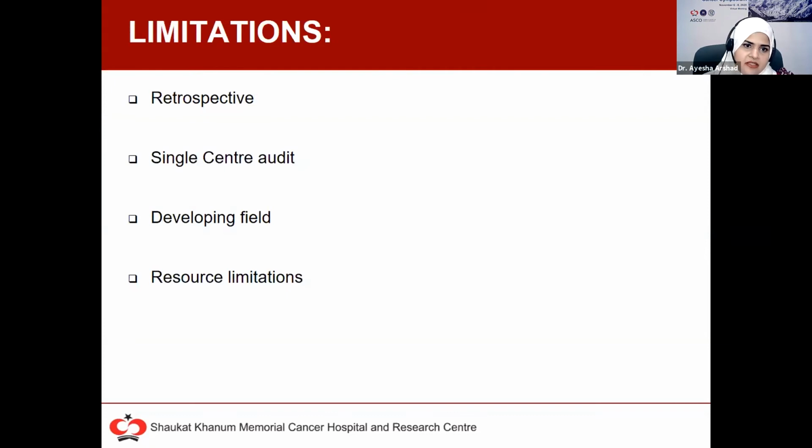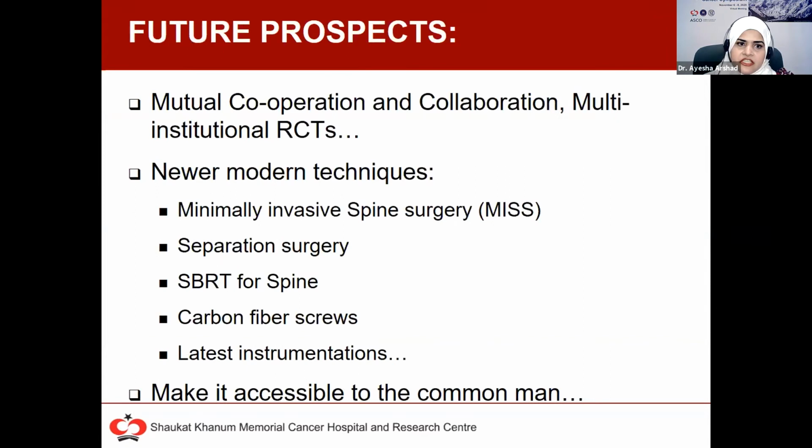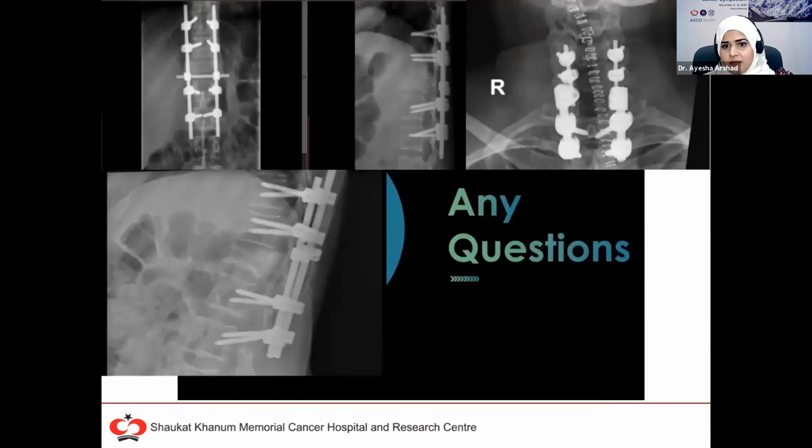Our limitations include that it was a retrospective single center audit, in a developing field with resource limitations, but we are looking forward to newer and modern techniques, some of which we have started, like minimally invasive surgery and separation surgery. SBRT in spine, we are looking forward to starting very soon. If you have any questions, I'd like to answer them. This is just a slide showing some of my handiwork. Just like this slide, it's not perfect, but I do hope that we are getting there as a team.